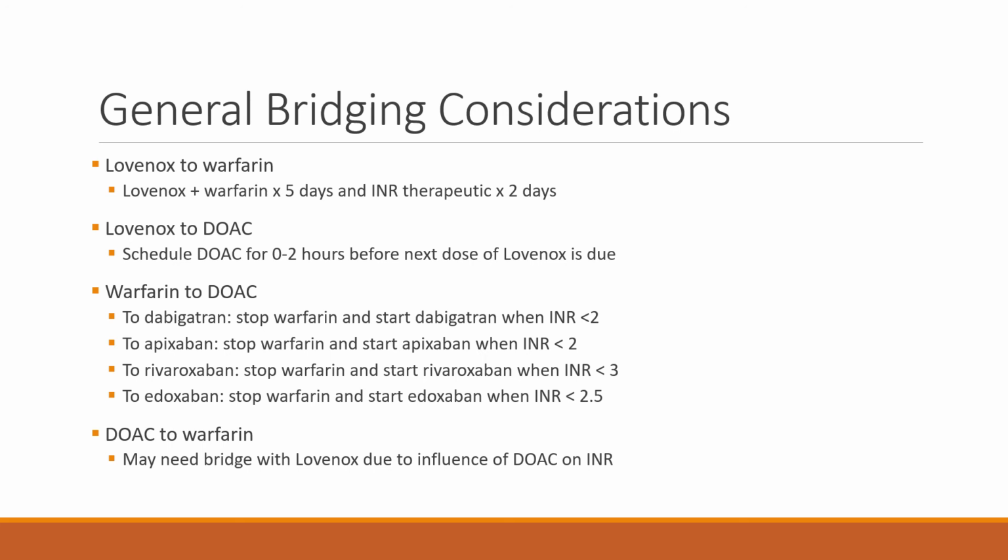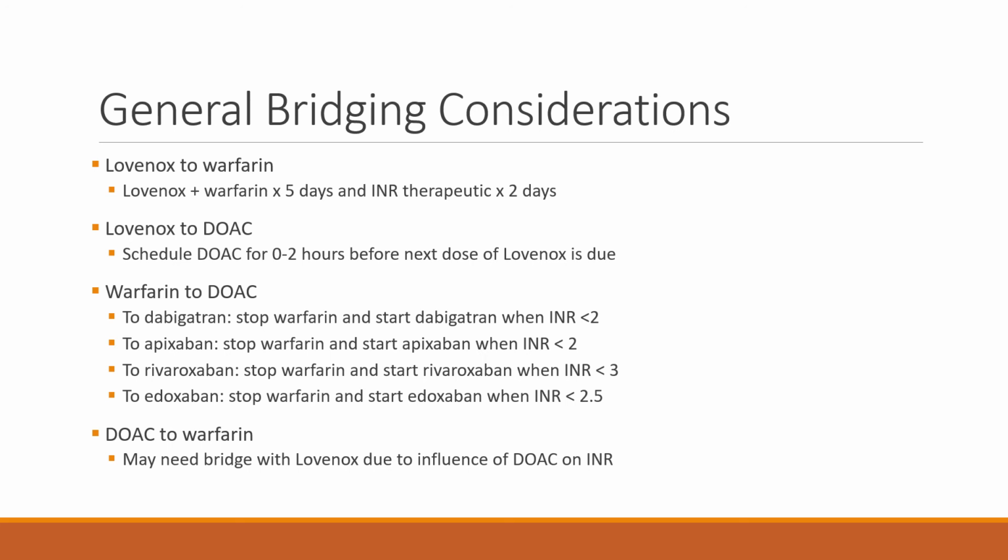From warfarin to a DOAC, generally the protocols will say when the INR is less than 2. However, the manufacturers for rivaroxaban and edoxaban have different considerations for this. So with rivaroxaban, stop warfarin and start it when the INR is less than 3, and then with edoxaban when the INR is less than 2.5. So just look at the protocols at your institution to see what they recommend. However, this is what the manufacturers recommend for each product.